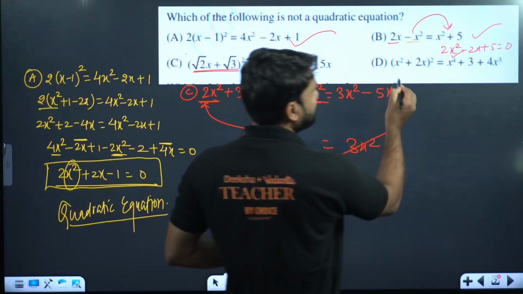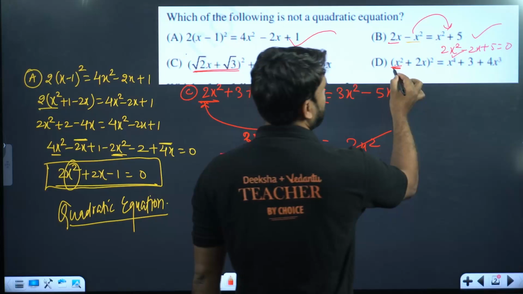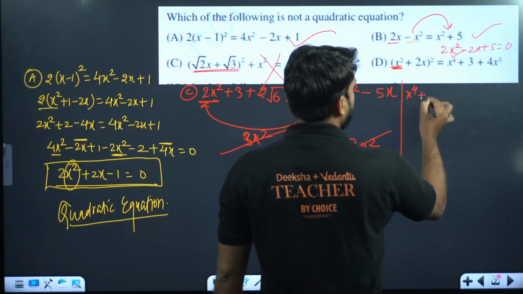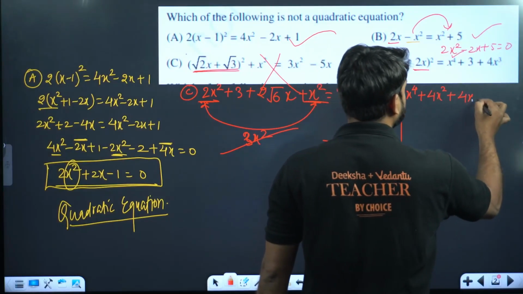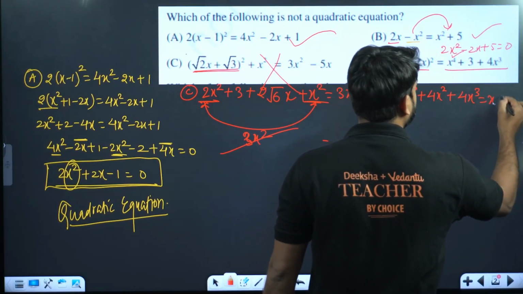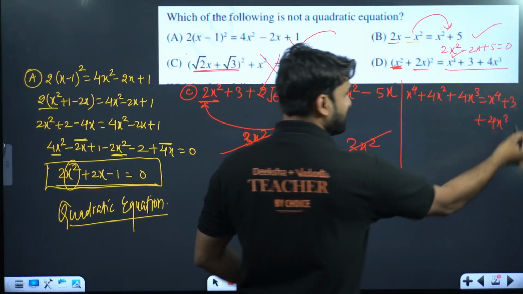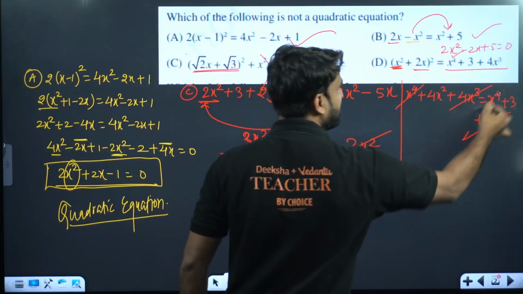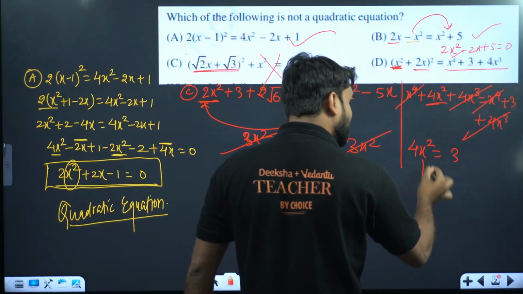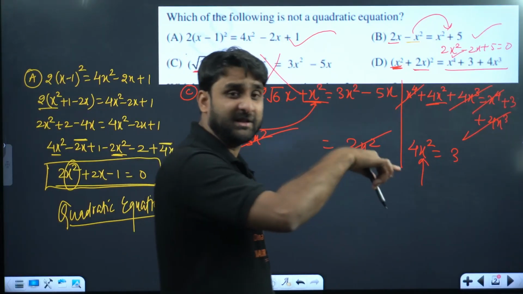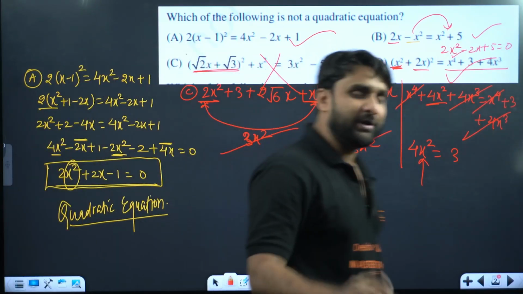If you solve the next one, a square plus b square, solve this. A square, x to the power 4, 2x square, 4x square plus 2ab. So this will be 4x cube is equal to, this is already x to the power 4 plus 3 plus 4x cube. My dear students, this 4x cube cancels, this x to the power 4 cancels. So we are having here 4x square is equal to 3. Yes, x square is present there. So this is also a quadratic equation. I hope this question is clear to everyone.